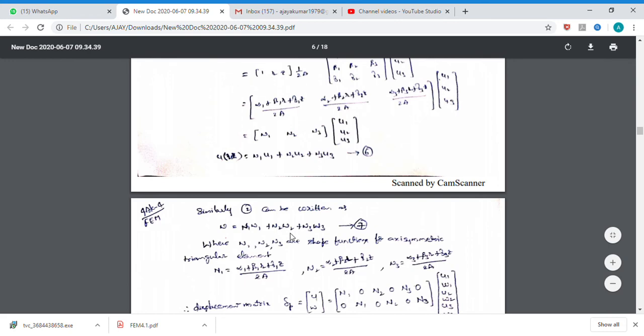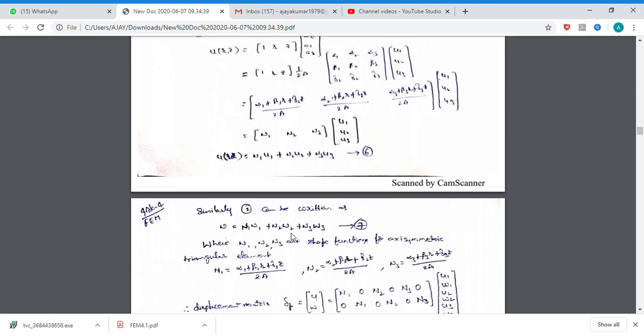Same type of shape functions we will get. Why? Because shape functions represent the geometry of an element indirectly. That's why for radial and axial direction there are no separate shape functions. Whatever shape functions we use in the radial direction, definitely we will get the same shape functions in the axial direction also.